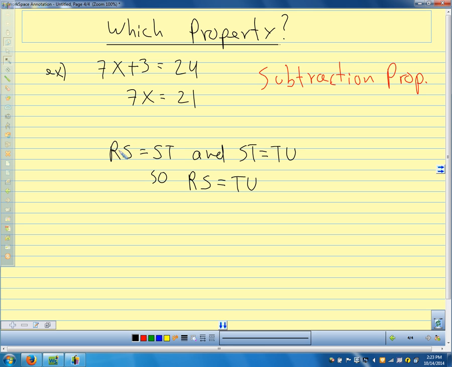The length. When we write two points without a bar over the top, that's talking about the length of a segment. So this is saying the length of segment RS equals the length of segment ST. The length of segment ST equals the length of segment TU. These are lengths of segments. So what property says if RS equals ST and ST equals TU, then RS equals TU? Transitive property lets me link these things together. So this is the transitive property.